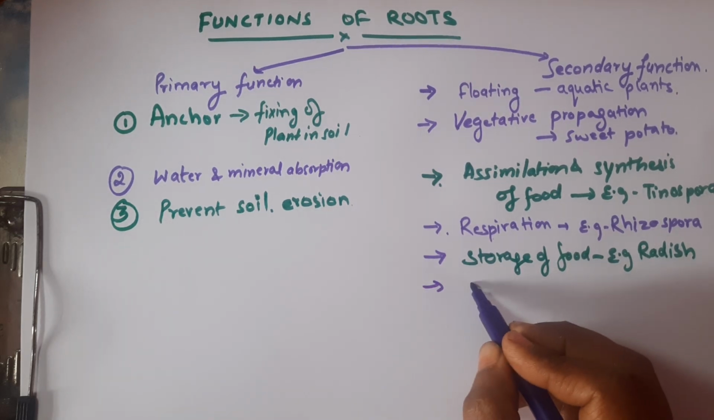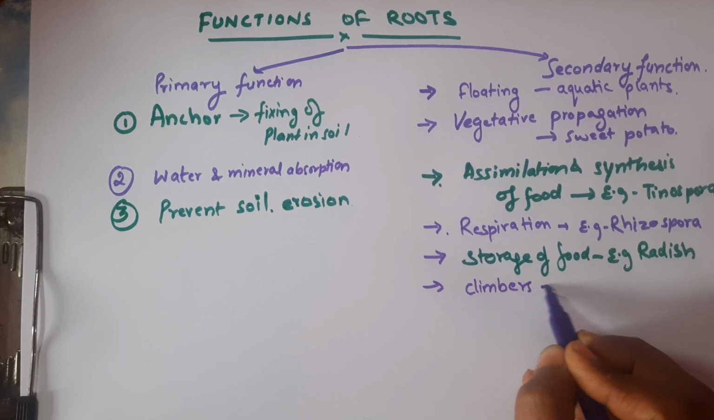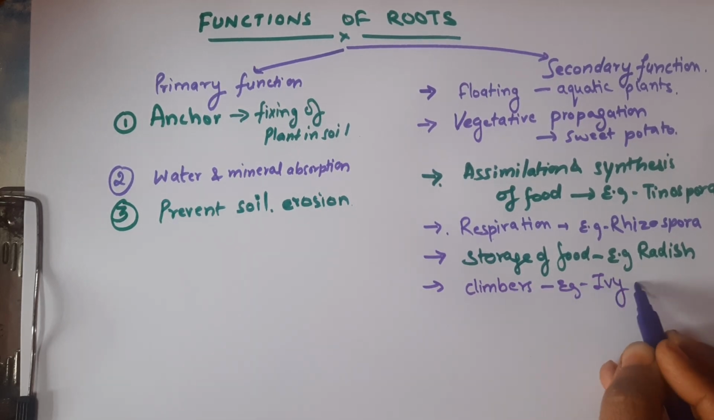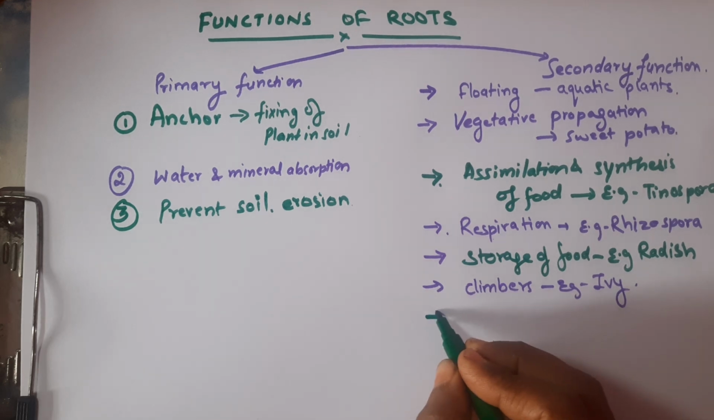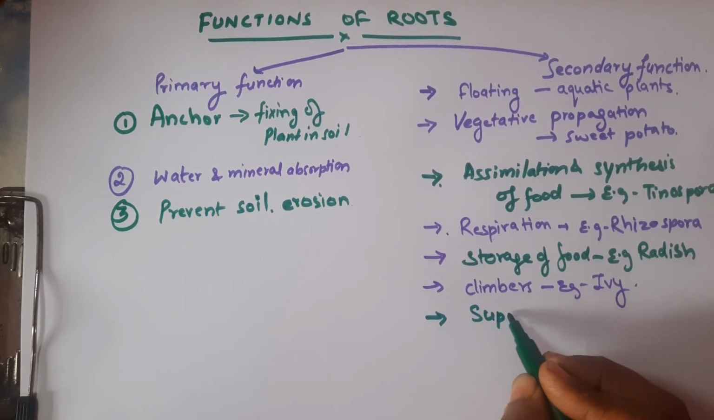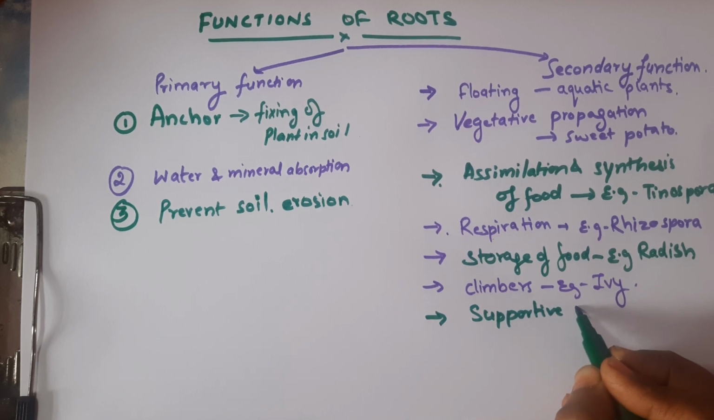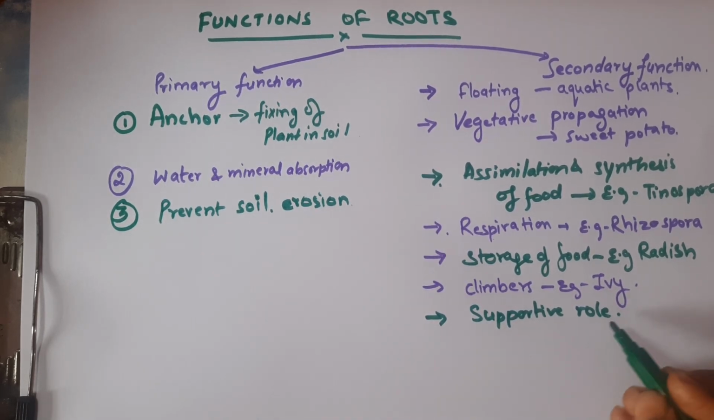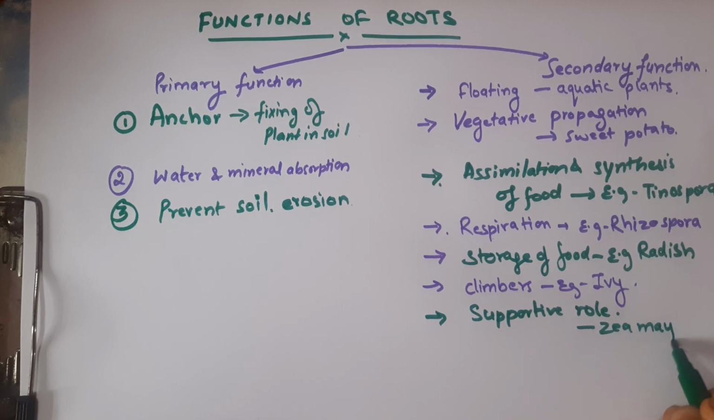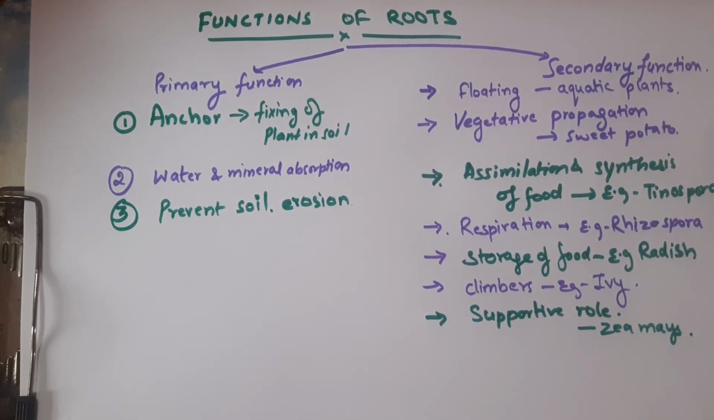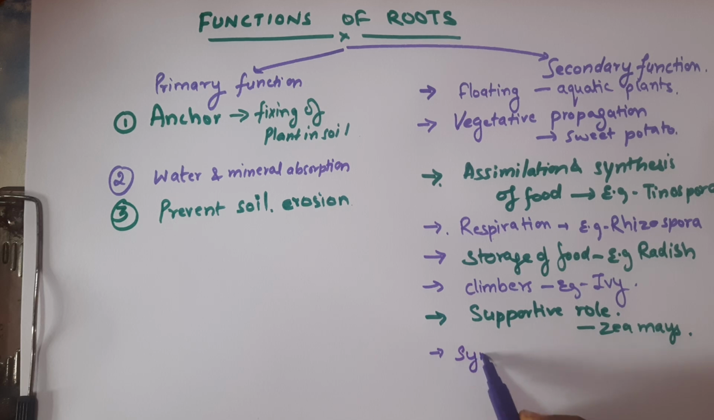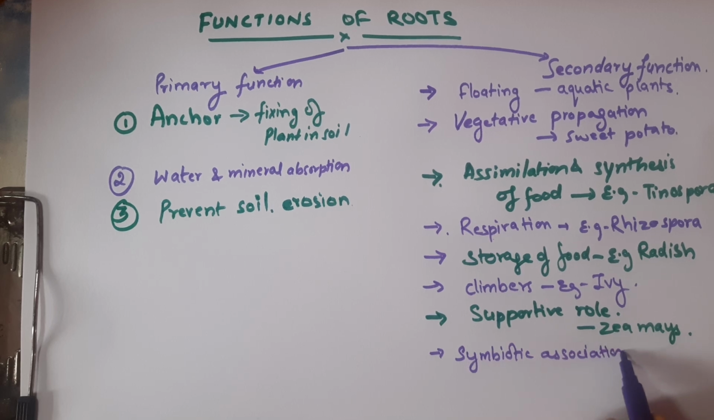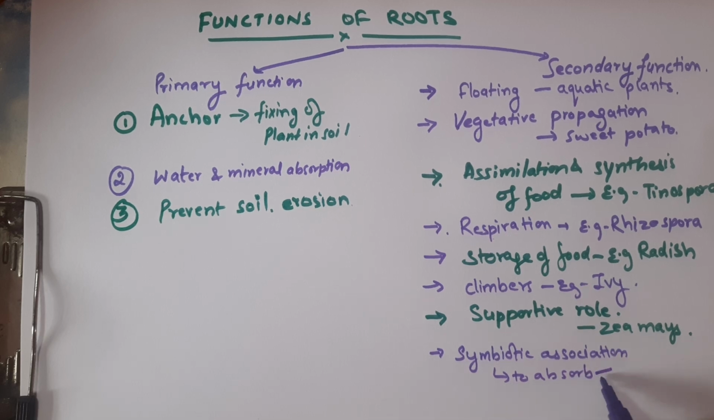Seventh, the root acts as a climber. For example, in the ivy, the root will help in climbing the plant. Then the next secondary role is the supportive function. For example, in maize, that is Zea mays, the prop or stilt roots will help to support and keep the plant erect. And the last secondary function of the root is symbiotic association. This symbiotic association will help the plant to absorb nitrogen and phosphorus.